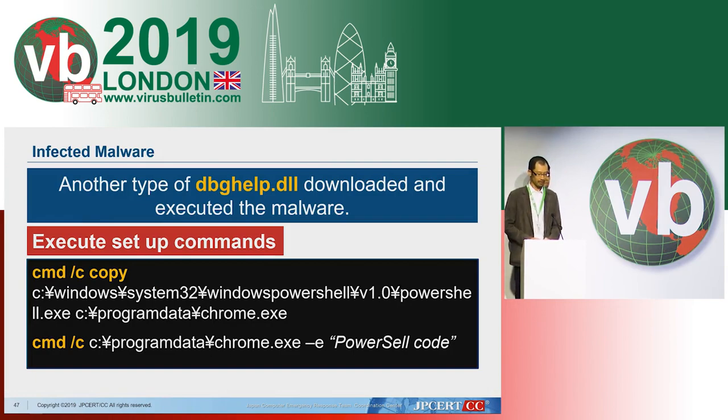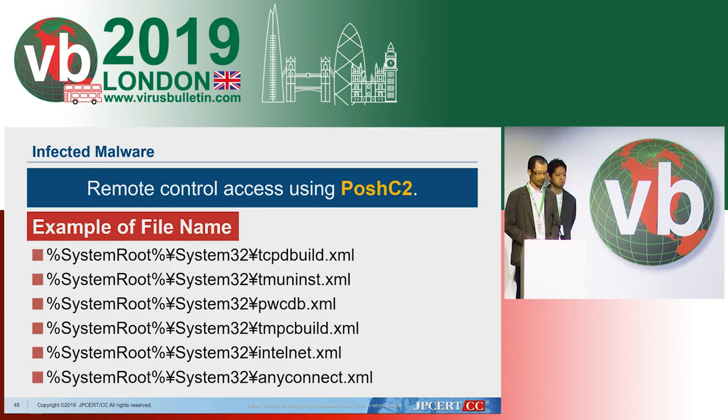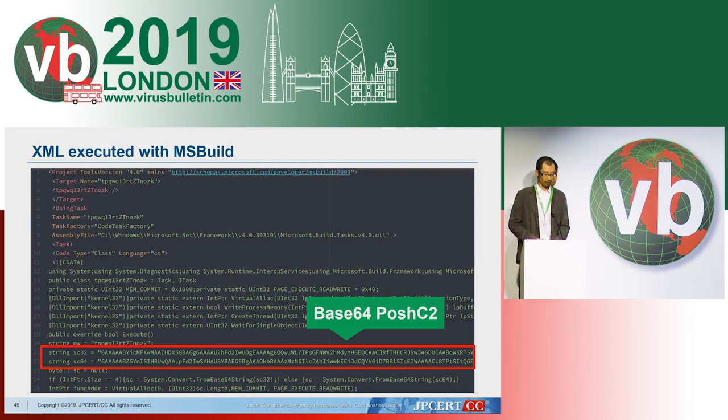After that, the attacker then infects a host with malware. Another type of debug help DLL downloads and executes the malware. The malware is called POSH-C2. This malware is saved as an XML file in System32. POSH-C2 is base64 encoded and included in the XML file. This XML file is executed from MSBuild.